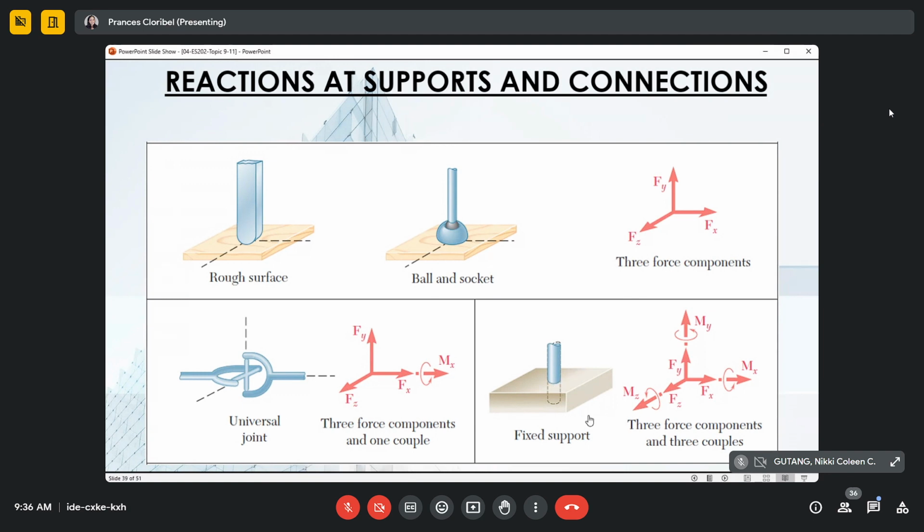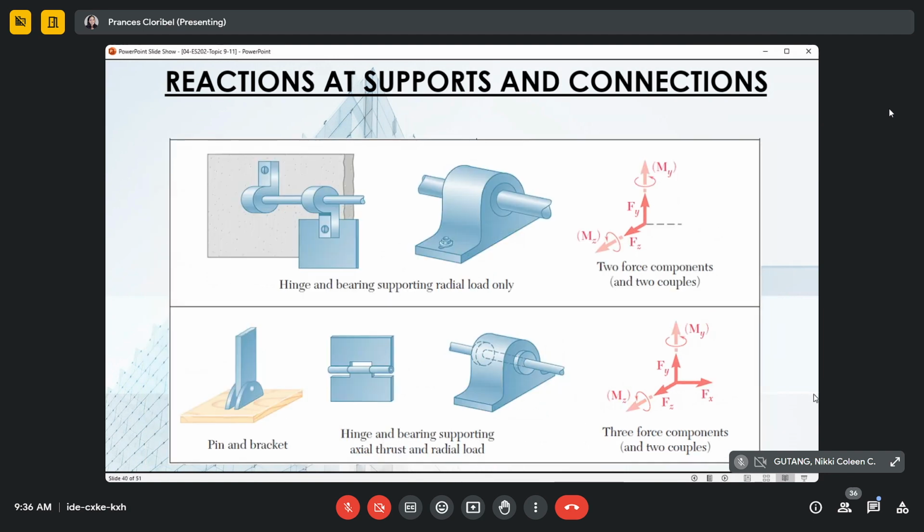Okay? So next, there are also special types, no, of supports, especially in 3D. So these are some of the many. Kay as of today, daghan naman kayo og mga types of kanang mga connections, no. So the common ones nga atong mga makita, pod ni siya ang iyang mga number of unknowns. Okay? Now, we have here a hinge and bearing support, and hinge and a bearing, no, supporting radial load only. Okay?